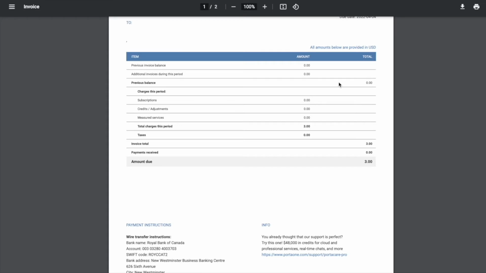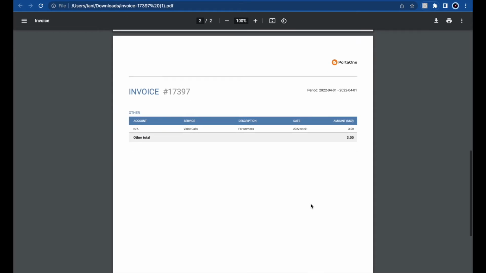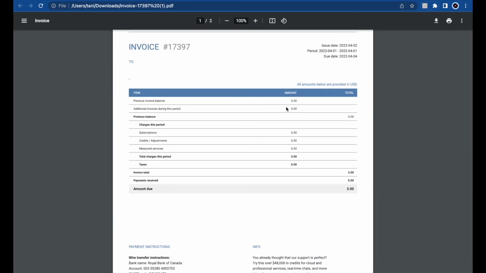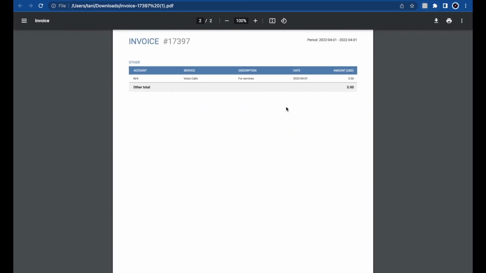There is no previous invoice balance. The invoice total is $3. The amount due is also $3. And there are no payments here in the invoice PDF because they were not received during the billing period. They were received after the billing period was closed. And we also see the charge for services here on the second page.